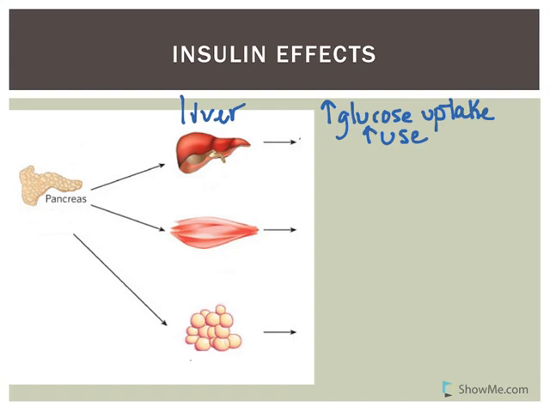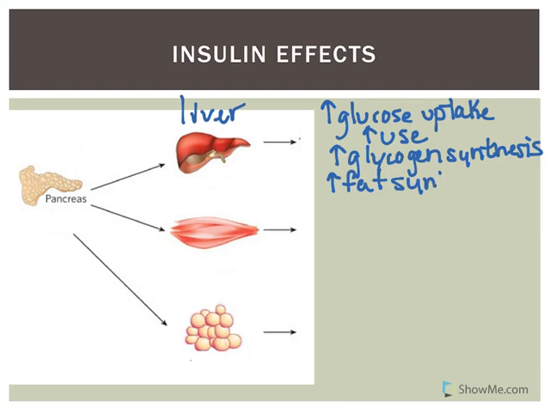So it will increase glycogen synthesis. So we'll store away that glucose for later. In between meals, we can break down glycogen to get glucose, but here we're just going to store it up. It also will increase the synthesis of fat. I say increases use, we're going to use it to make things. So you'll notice these are anabolic reactions.